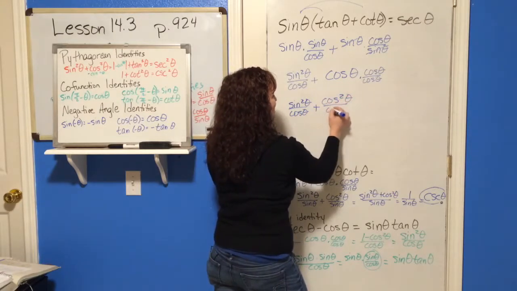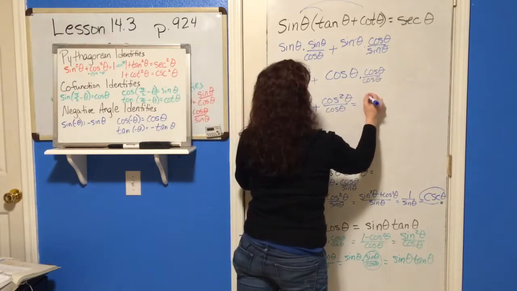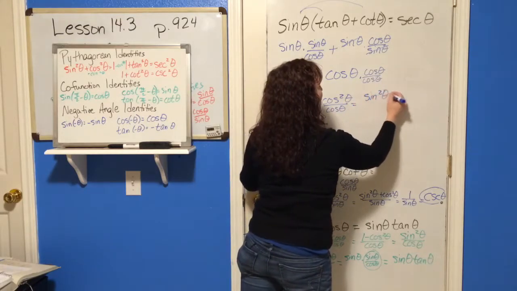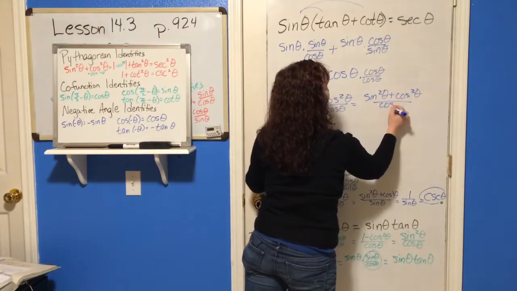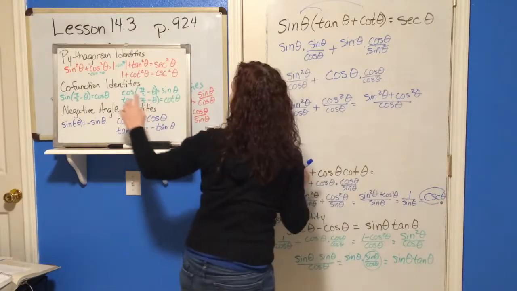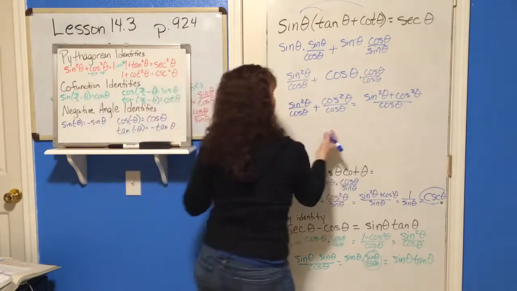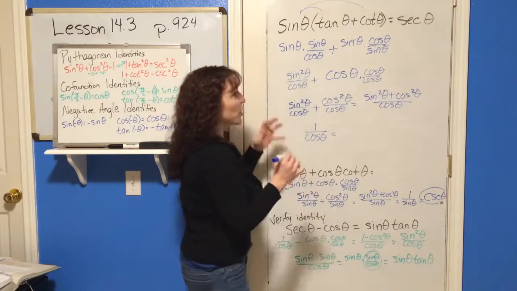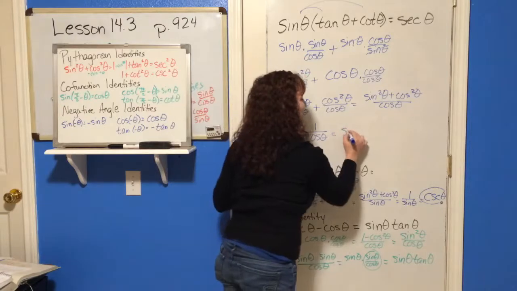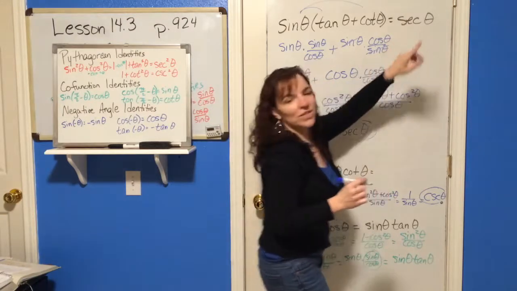Now you're seeing something, aren't you? When we put it all over cosine of theta, we have sine squared of theta plus cosine squared of theta, and that equals just 1. So now we have 1 over cosine of theta, and 1 over cosine is the secant. And now we have proved the identity.